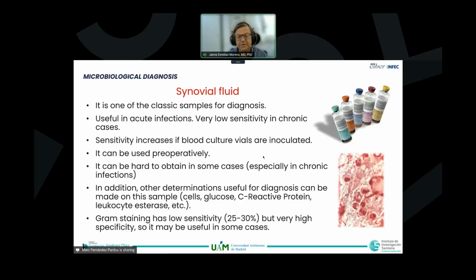Gram stain of synovial fluid has a very low sensitivity. It is about 25-30% in the best cases, but probably lower in clinical routine. And there are publications where gram stain in clinical routine has a sensitivity of about 15%, which is very, very low. In some cases it can be useful, but probably in most cases there are other tests that have a much better performance than gram stain.